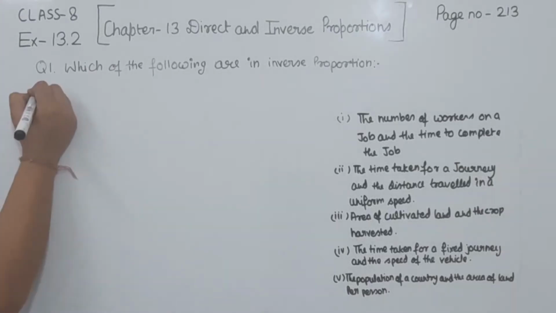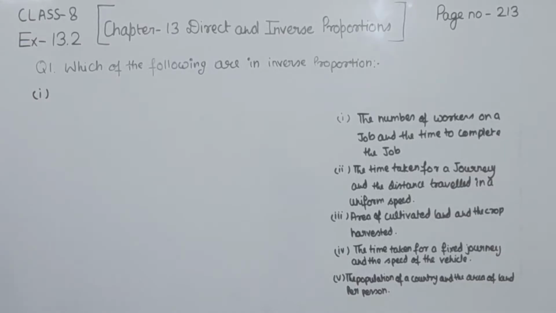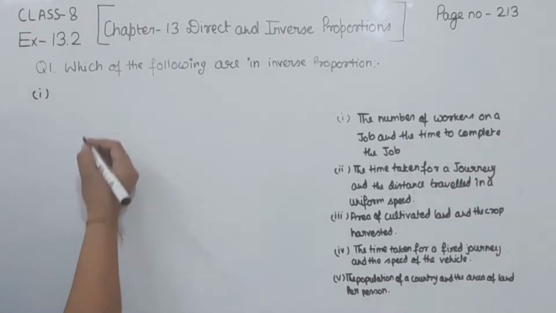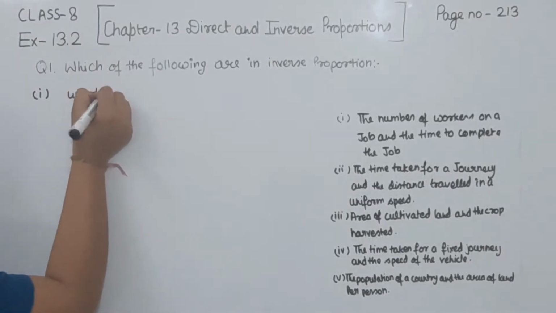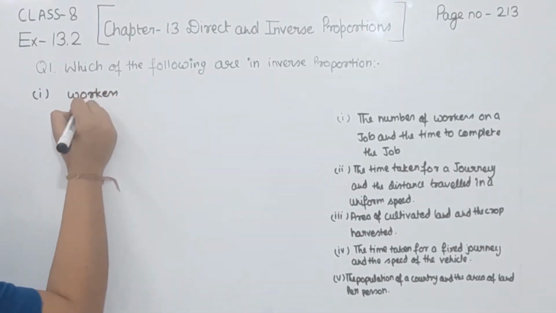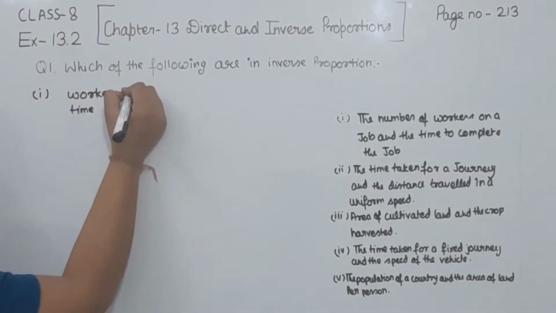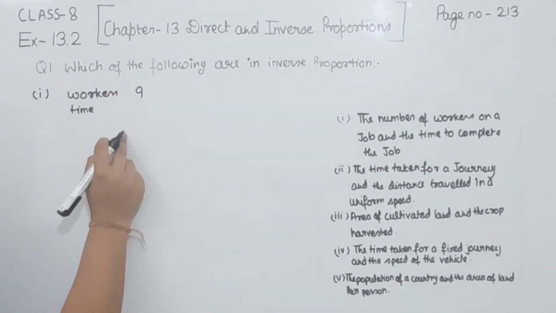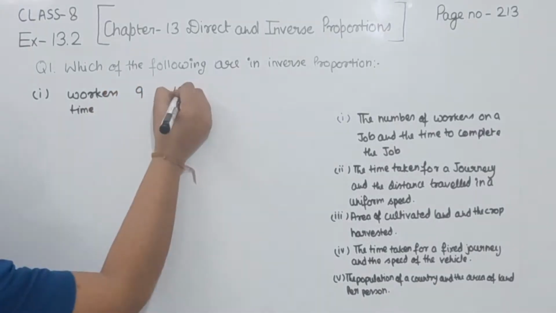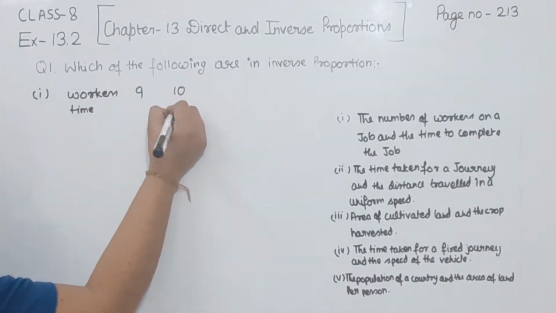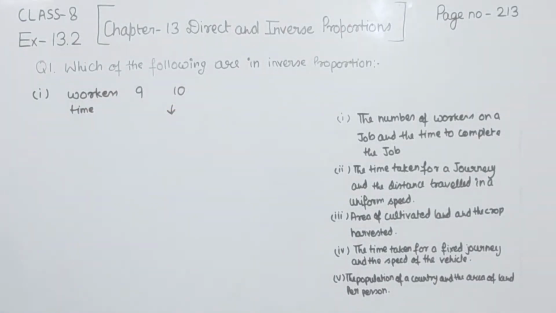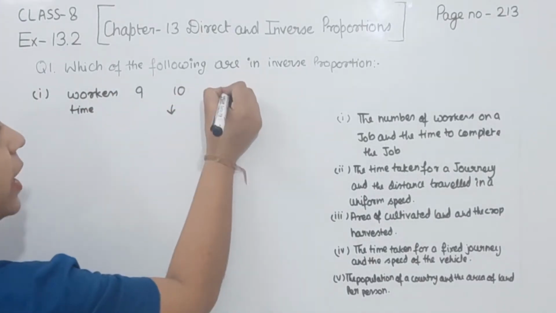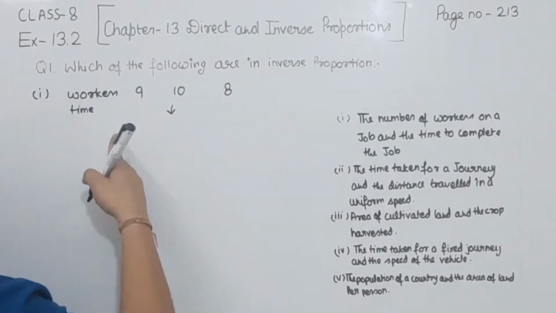In the first one, we are having the number of workers on a job and the time taken to complete the job. So we are having the two things, the number of workers and the time. So if the number of workers, suppose we are having the 9, and if this one is increased to 10, then this will take less time because we are having the more workers. If the number of workers decrease to the 8, it will take much time.